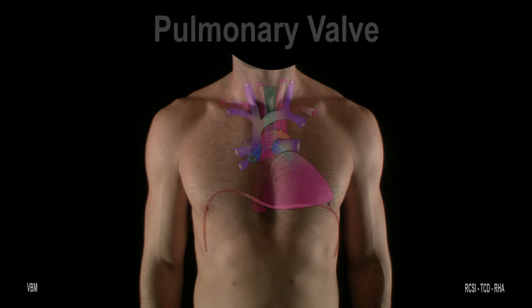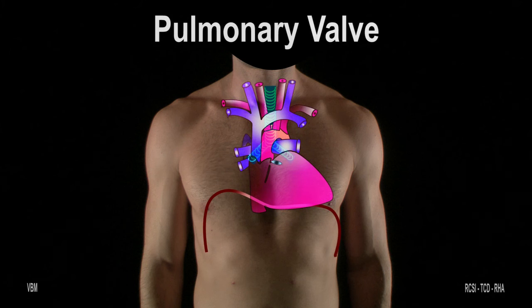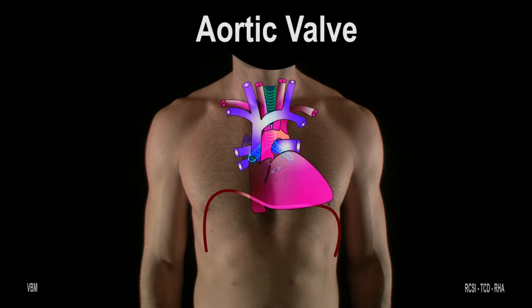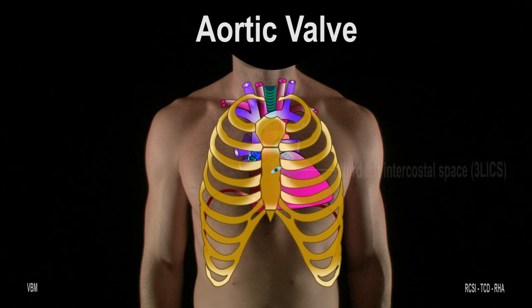Heart valves. Pulmonary valve. The pulmonary valve is located at the 3rd left costal cartilage retrosternally. Aortic valve. The aortic valve is located at the 3rd left intercostal space retrosternally.